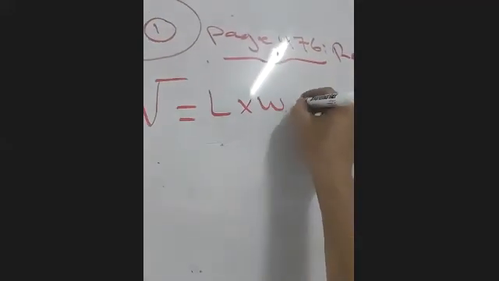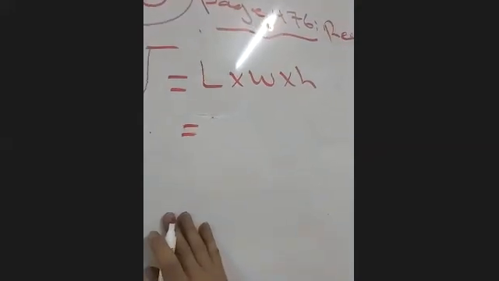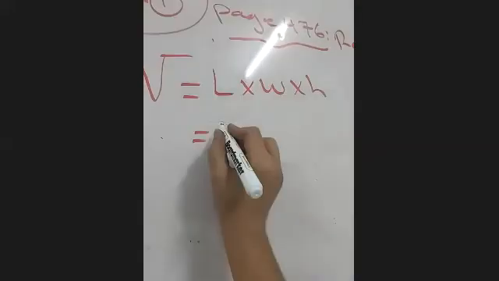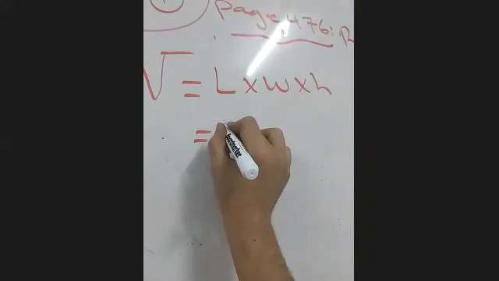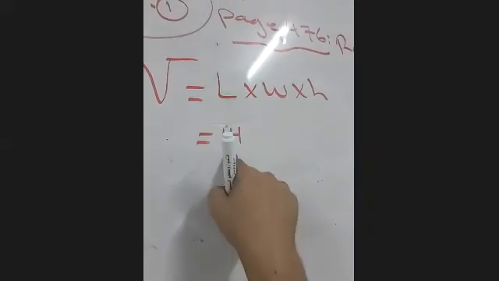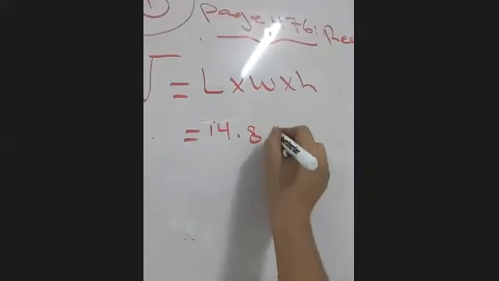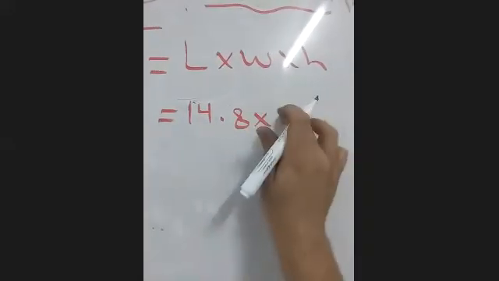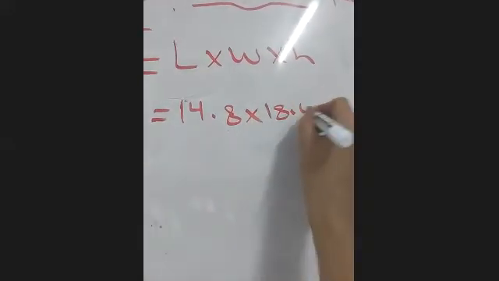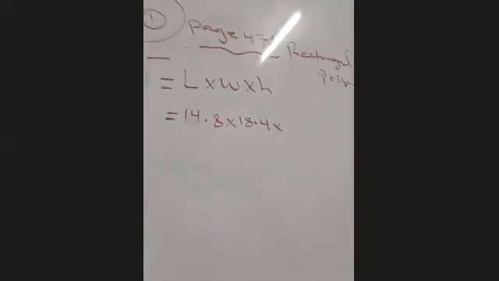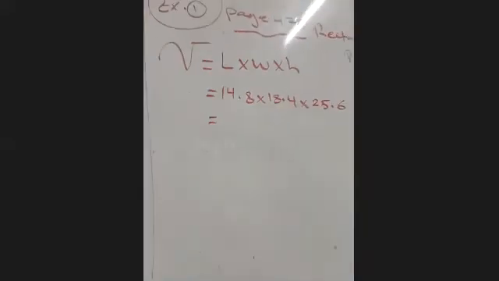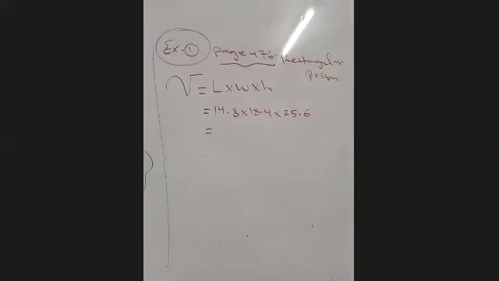Okay, what's the length, Muhammad? The length is 14.8 centimeters. Multiply the width, which is 18.4 centimeters. Multiply the height, 25.6 centimeters. Wait, Mr., can we ask you a question? Can we round them or we can't?